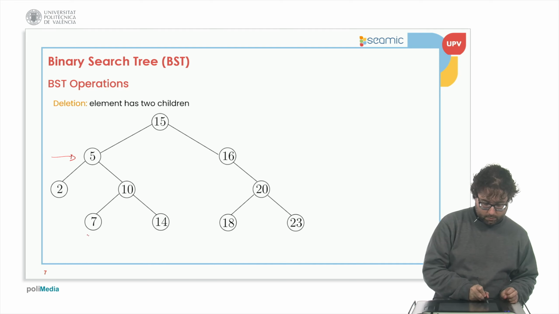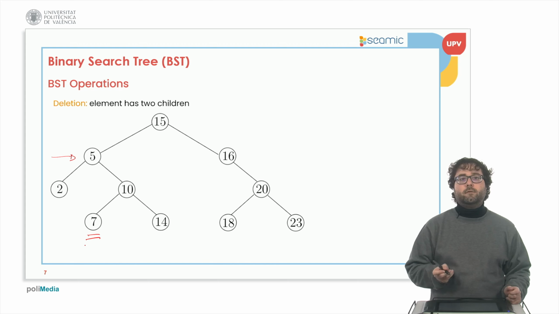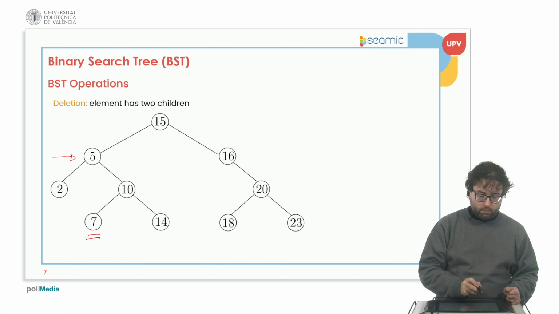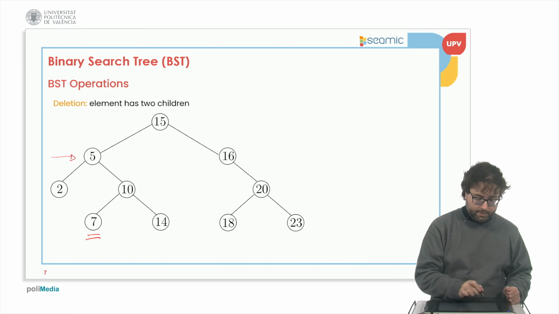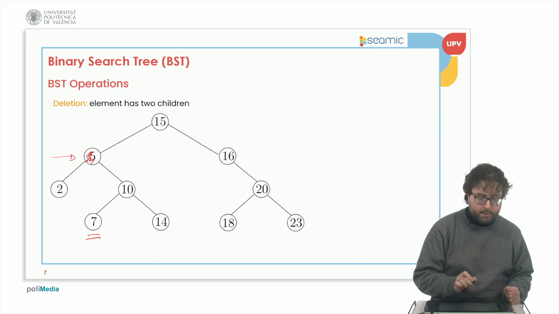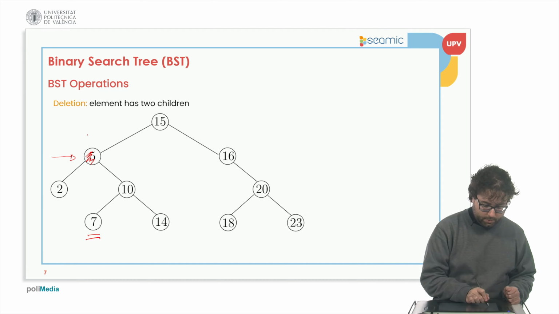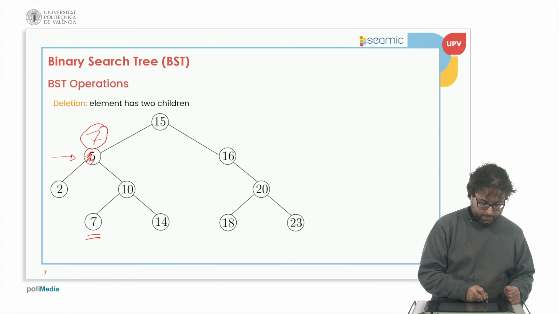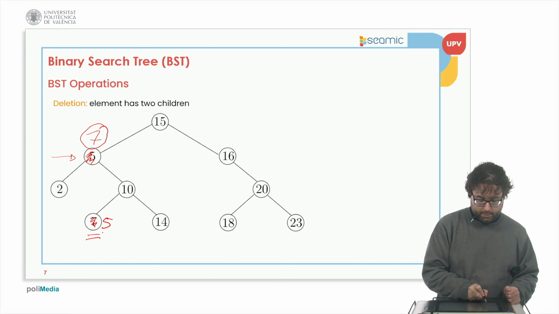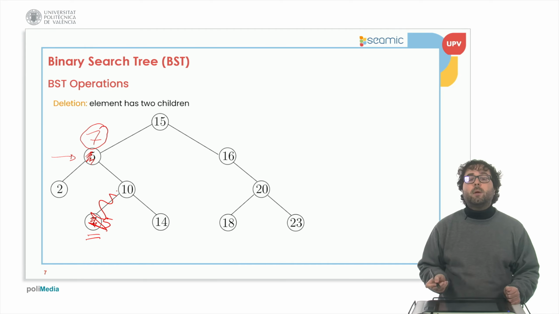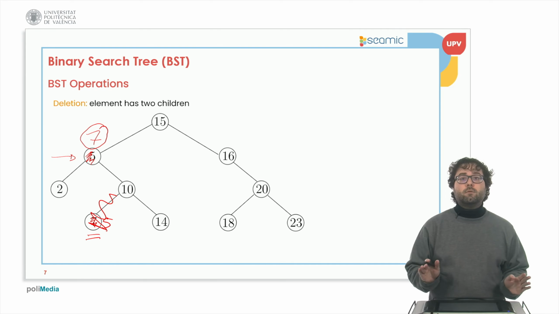We need to search for this leaf. And what do we do? We replace the values of both nodes. That means now here, instead of node 5, we will have node 7, and here node 5. And now we have reduced the problem to deleting one leaf. And as we remember, deleting a leaf has no consequences.